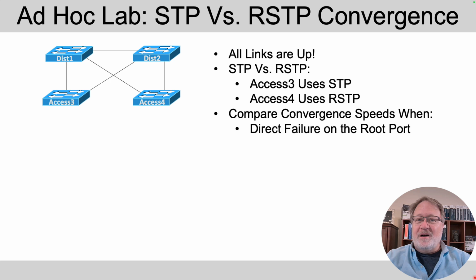As with all these ad hoc labs, all the instructions are here in the video. So what do I want you to do? Well, you're going to open this Packet Tracer file. It's linked in the description, so you can just download it and open it. And you'll see a topology like this with 4 switches. All those links will be up to begin. And all the switches use RSTP except Access 3. Access 3 uses spanning tree, and we're going to see a convergence event there that's slow. Access 4 uses RSTP, so we're going to do the equivalent convergence event there, and it's going to converge more quickly. So we're just going to compare those speeds.